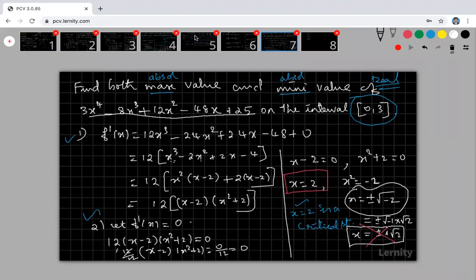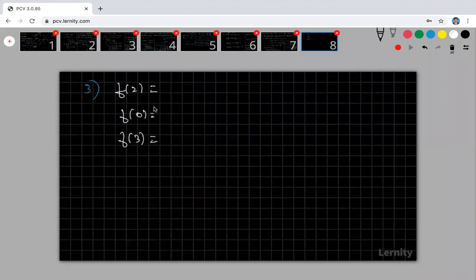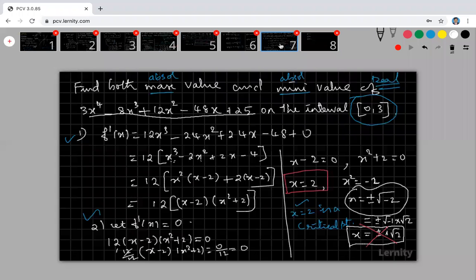Yeah, dear students, tell me the answer for this one: f of 2, f of 0, f of 3.